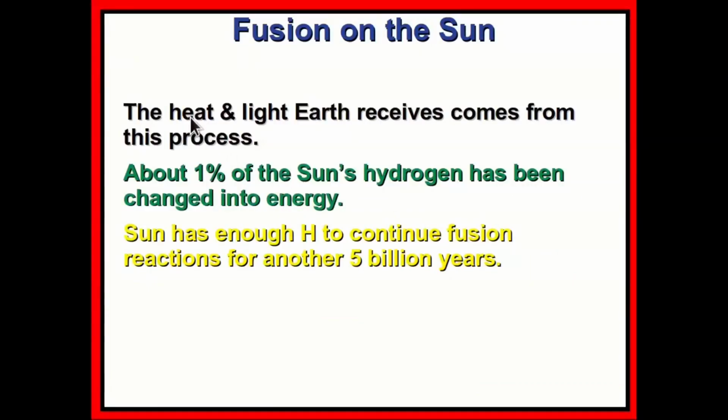Therefore, the heat and light that Earth receives comes from this process. About 1% of the Sun's hydrogen has been changed into energy so far. Therefore, we can appreciate the fact that the Sun has enough hydrogen to continue fusion reactions for another 5 billion years. So we are all safe in that regard.